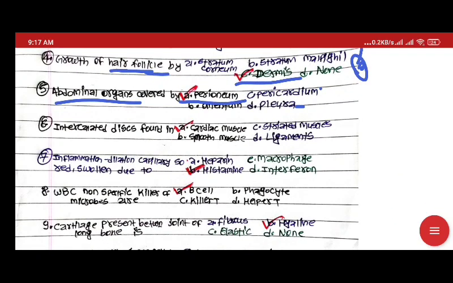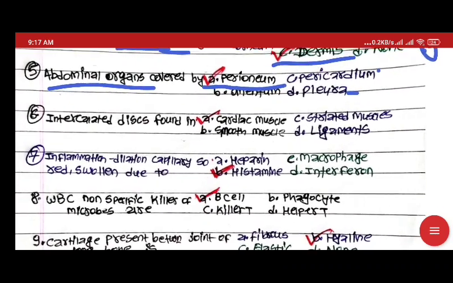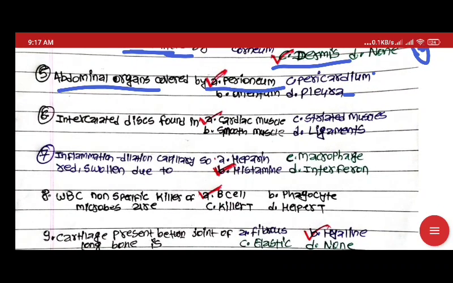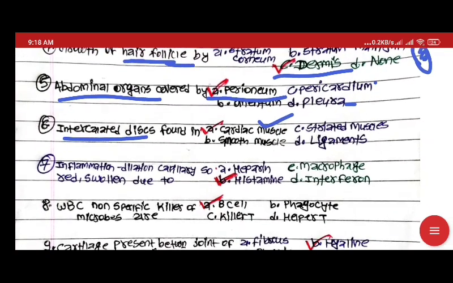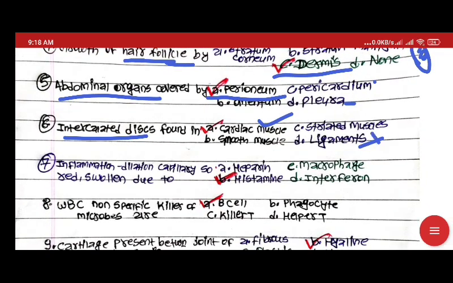Now intercalated discs. Here also students get confused. You can select, you have just seen intercalated discs also found in what? Ligament, but this is not true. So what should you select? Cardiac muscles, because intercalated discs and multinucleated cells are found in cardiac muscle. So don't select ligament. You can also make a trick here: muscle, but ligament has no muscles. So intercalated discs are found in cardiac muscles.